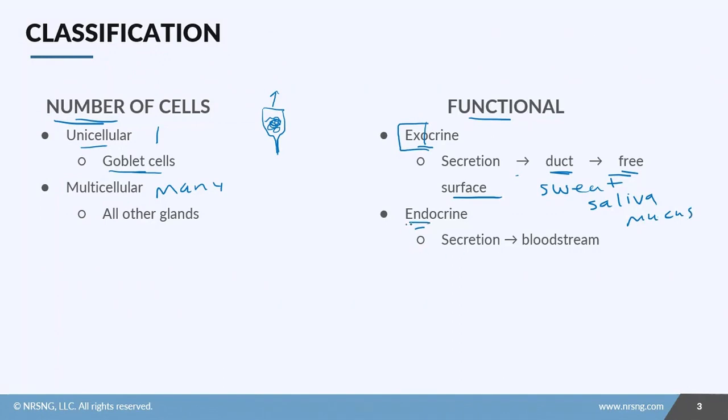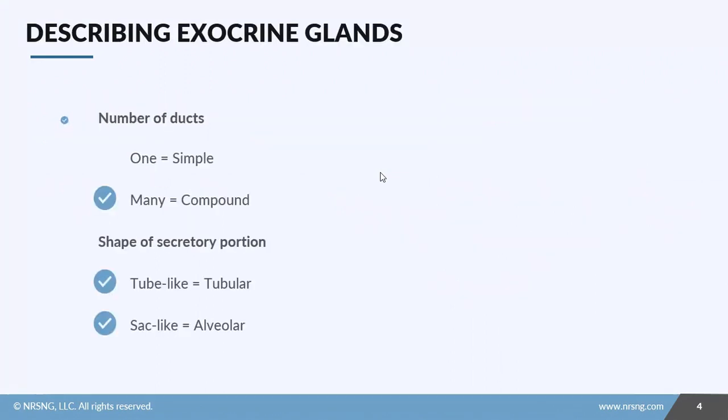Now, endo means inside. So endocrine glands secrete their substance directly into the bloodstream, so it stays inside. The best examples of endocrine glands would be the thyroid gland or the adrenal glands. Now, fun fact here, the pancreas actually has both endocrine and exocrine secretions. We'll also classify glands by manner of secretion, but we'll talk about that a little bit later.